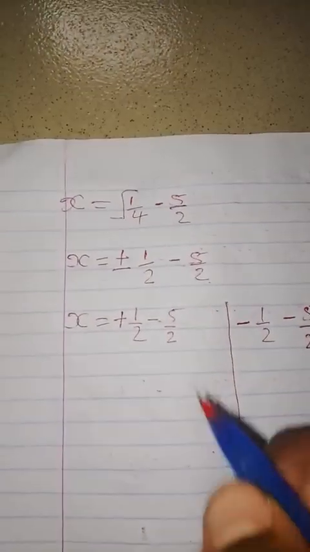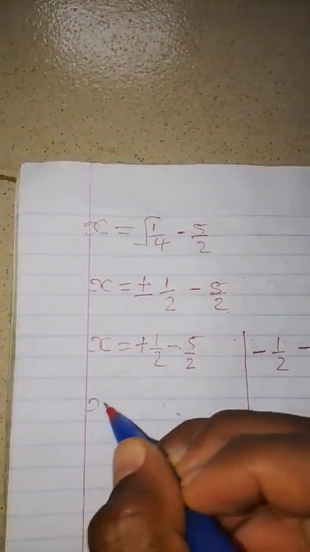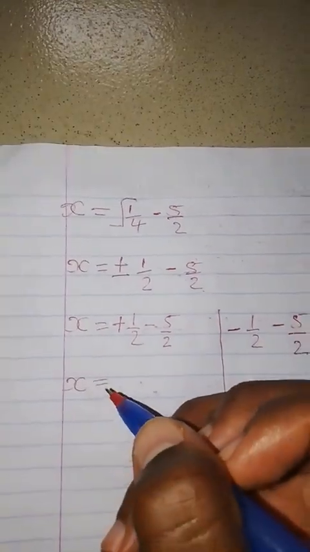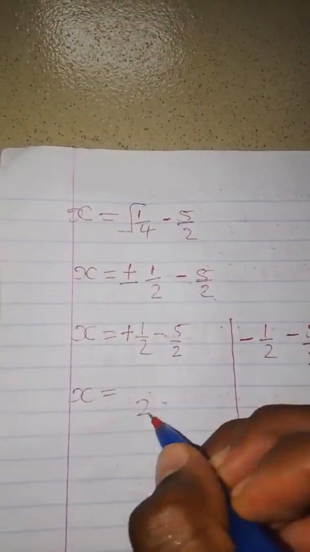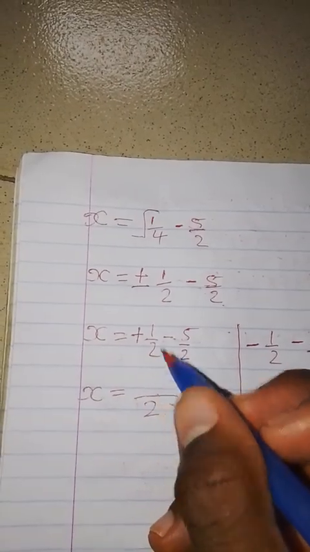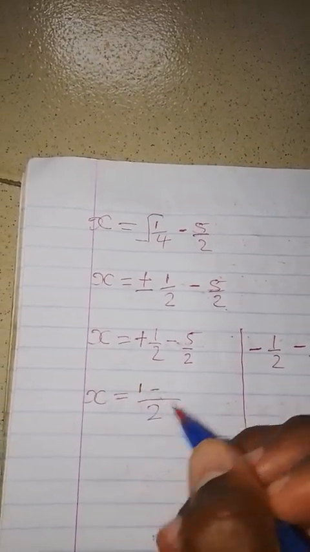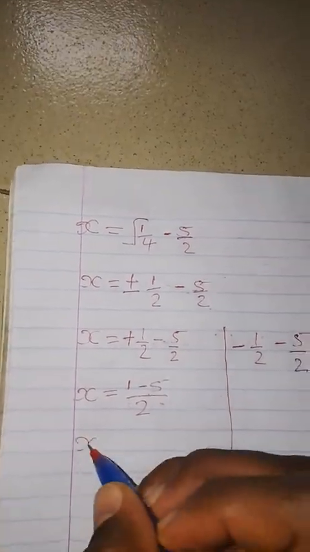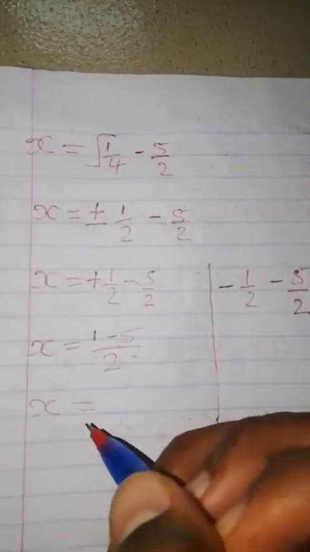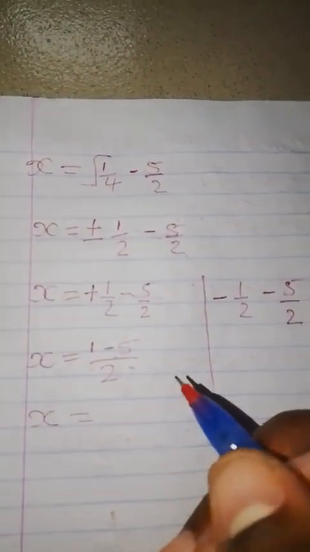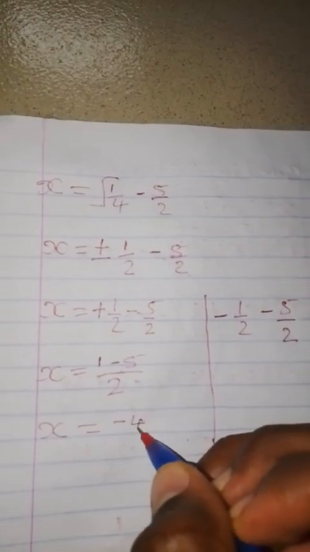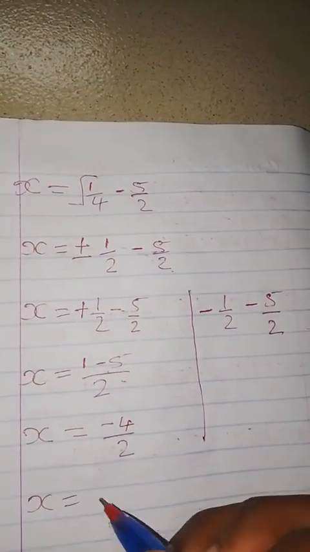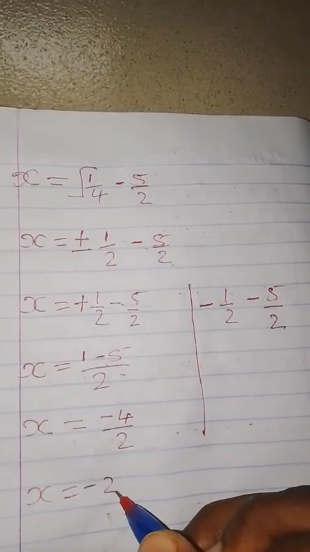So let's continue this side. x is equal to the LCM between 2 and 2 is 2. 2 divided by 2 is 1. 1 times 1 is 1 minus 2 divided by 2 is 1. 1 times 5 is 5. So x is equal to 1 minus 5, which is minus 4 over 2. x is equal to minus 2.